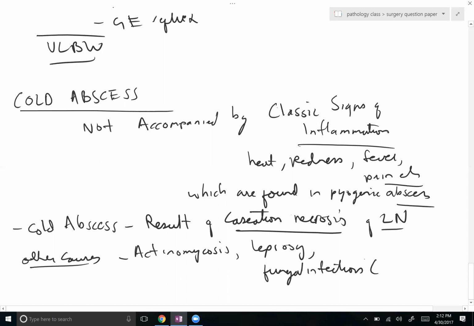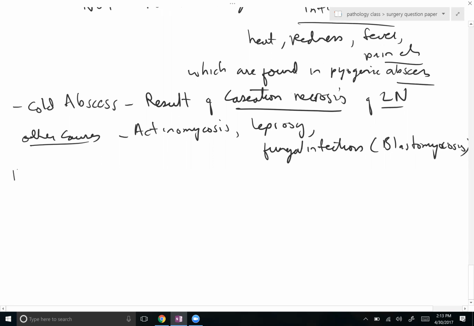When we are talking about fungal infections, we are basically calling it blastomycosis. Okay, these are the most common. The other causes: it is due to caseation necrosis of lymph nodes, and caseation necrosis is usually associated with TB. Okay, so that is the pathogenesis of cold abscess.